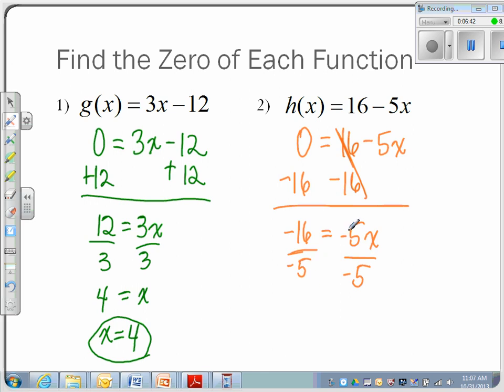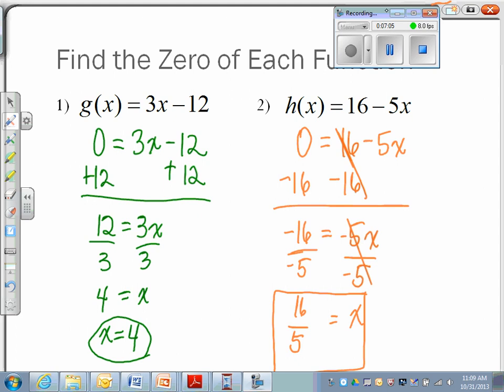Now, this time it did not work out evenly, and that's okay. Remember, if we have a negative over a negative, they cancel out. So I end up with the 0 of this function is x equals 16/5, or you could say that's 3 1/5. That's how you find the 0 of a function if you're given the equation.